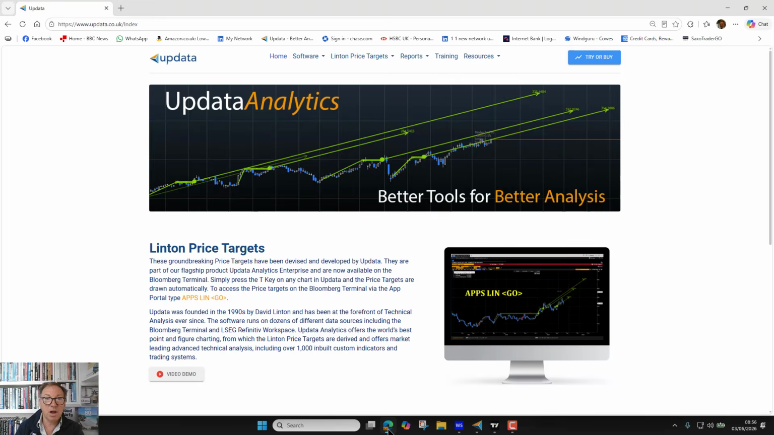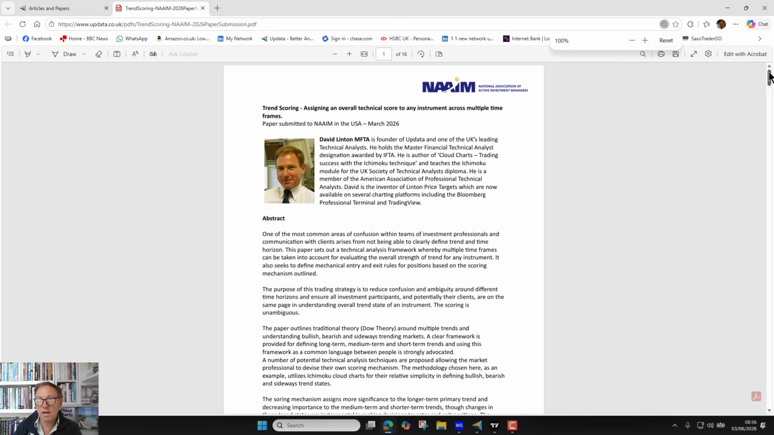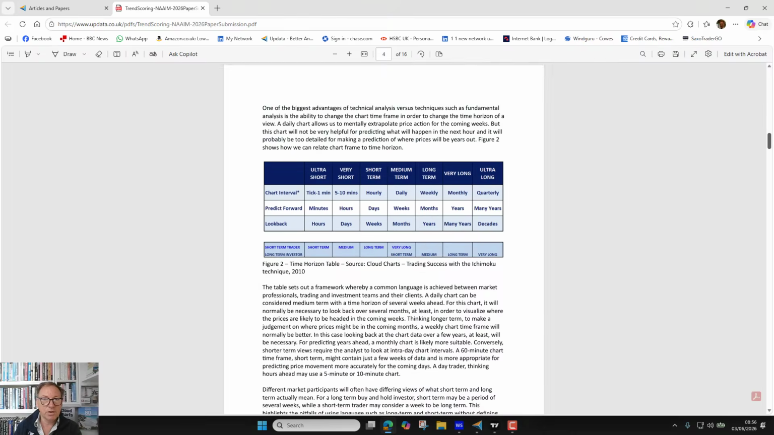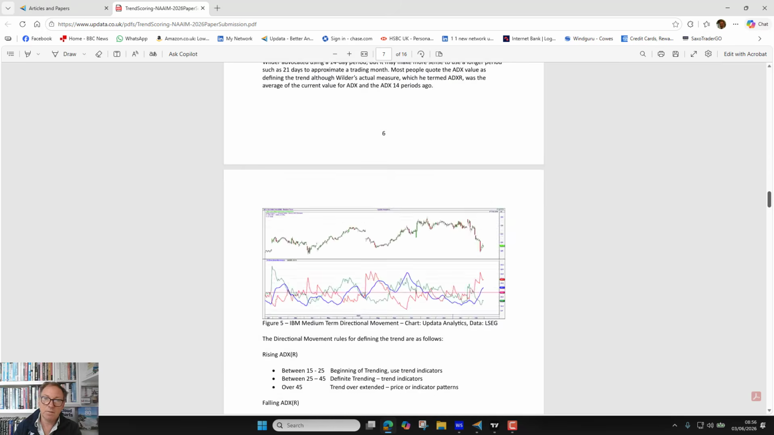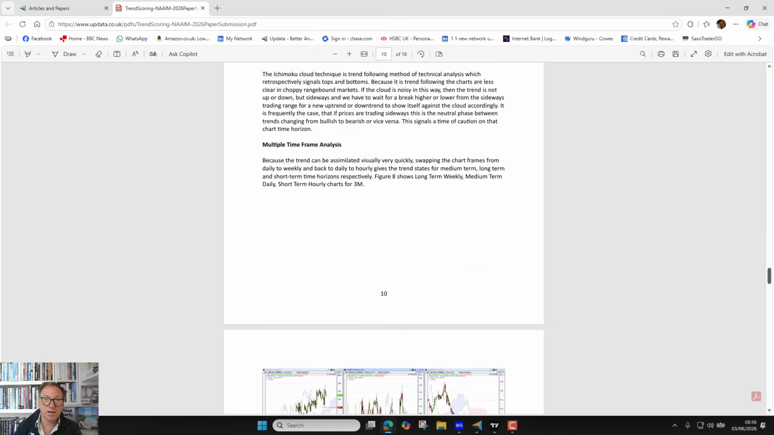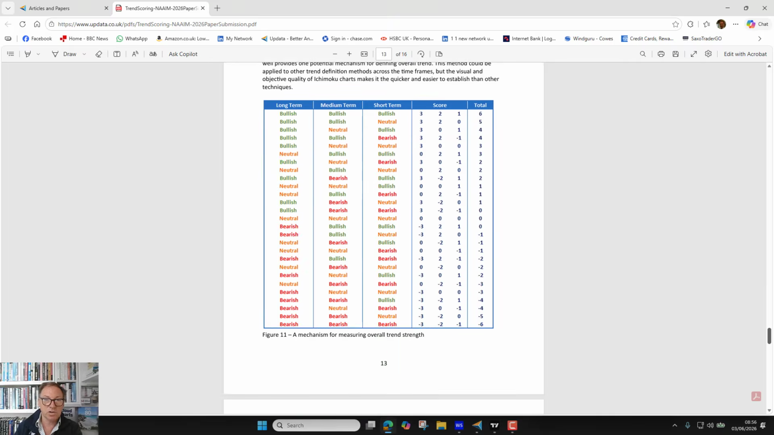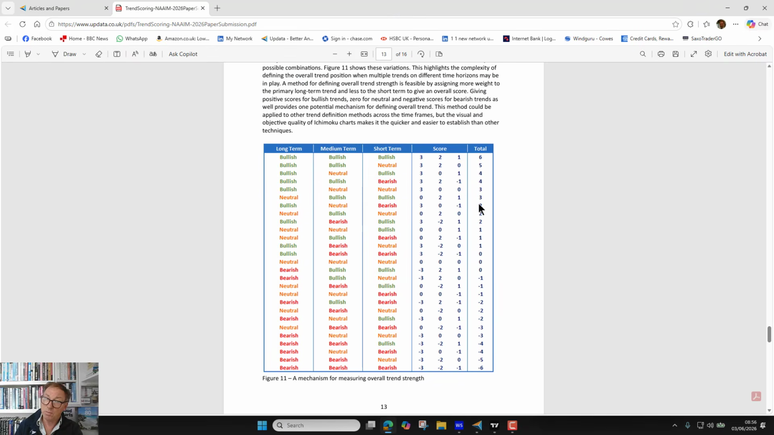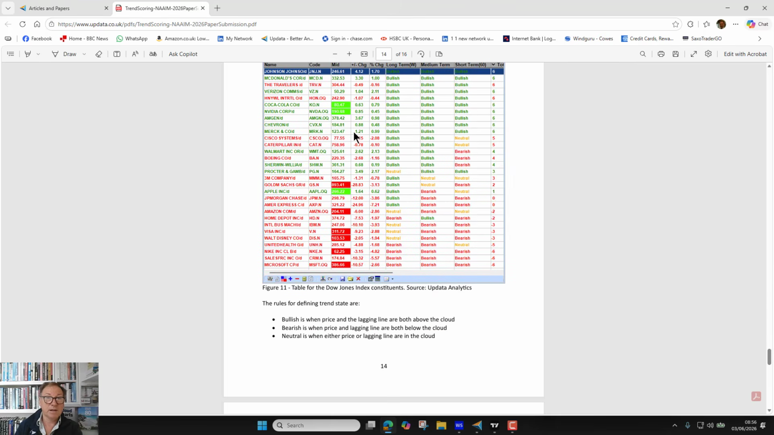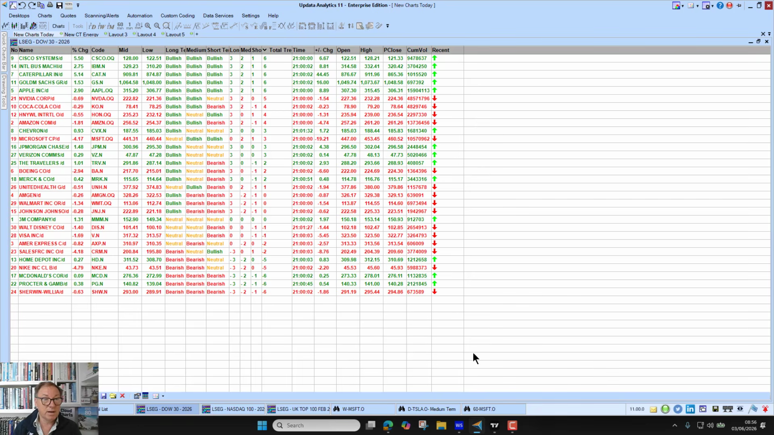Now, if you want to know more about this, go to the resources on Updater and you can download this paper on trend scoring. I submitted this paper and you can read it here. It just explains the whole methodology for how we find the strongest stocks. There's 27 combinations when you do that across the 3 time frames, and that's how we look for those strong stocks. So that's really quite key there, and we can see where the underperformers are.